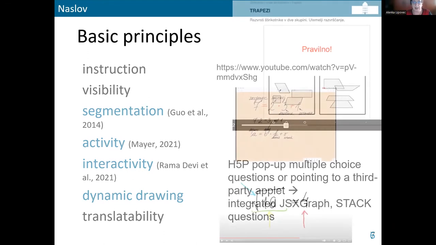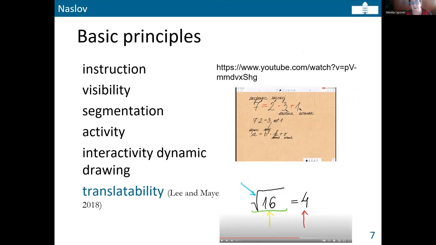Then we have the last principle that is actually connected with the aim of the project. We have named it translatability. Our project wants to use the video lectures in national languages as a source for machine translating. That is something that Jorge has been talking about. But the video lecture that is then machine translated should be designed in a specific way.